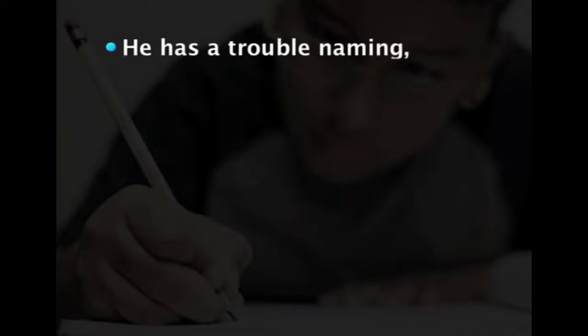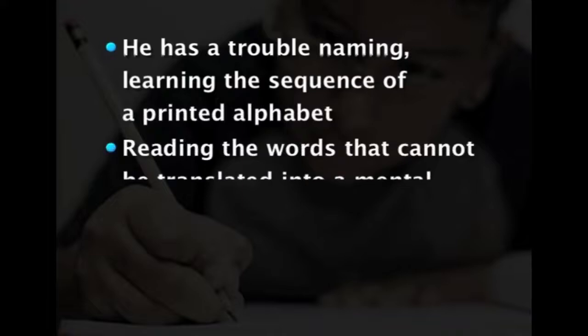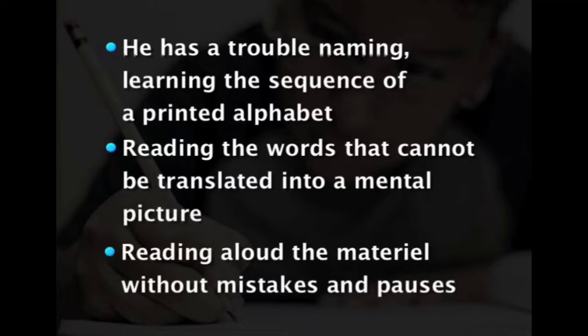A student with a reading disorder or dyslexia has the following problems. He has trouble naming and learning the sequence of a printed alphabet, reading words that cannot be translated into a mental picture, and reading aloud the material without mistakes and pauses.